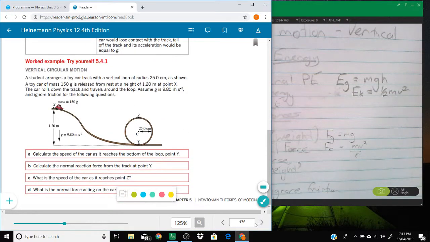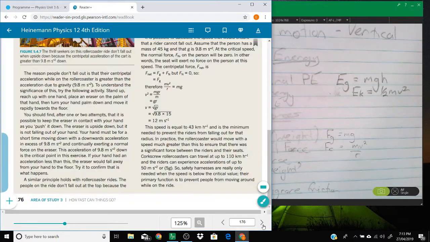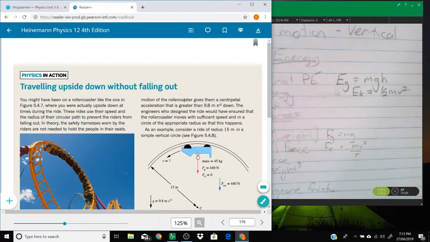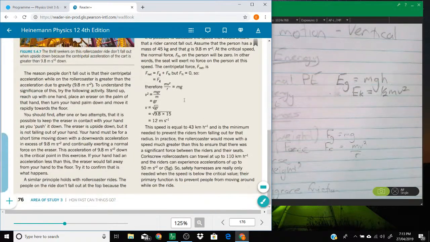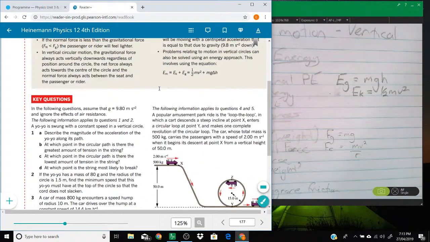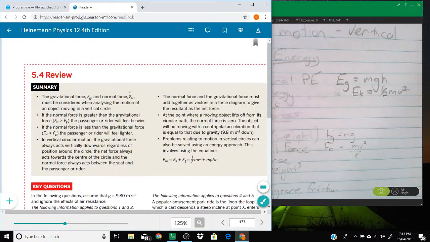All right, so let's have a look at some problem-solving questions. Yep, traveling up without falling out. You can read that yourself. That's a bit interesting. Okay, let's summarize a few points.